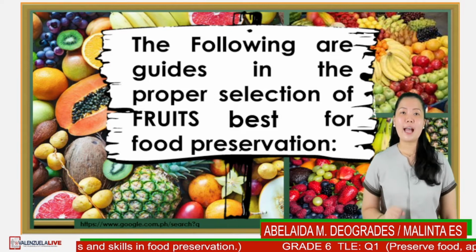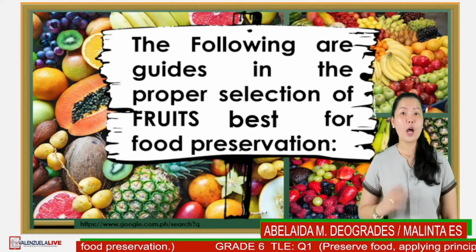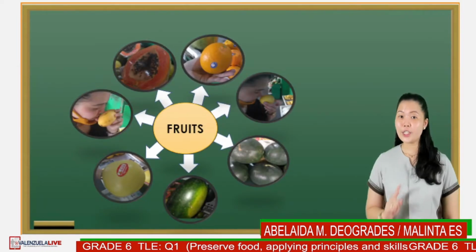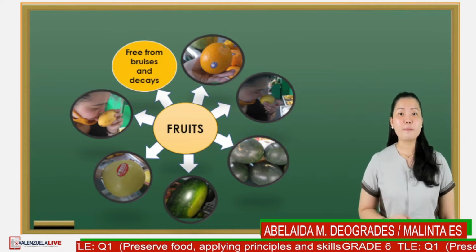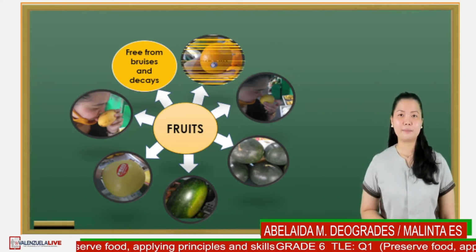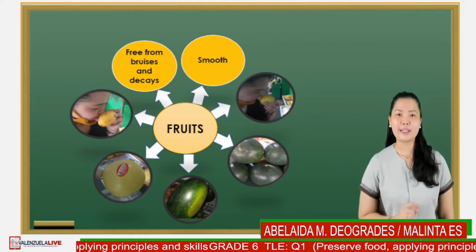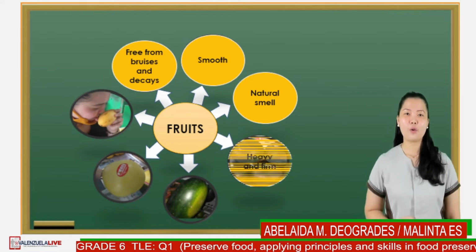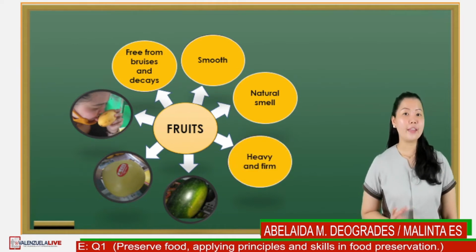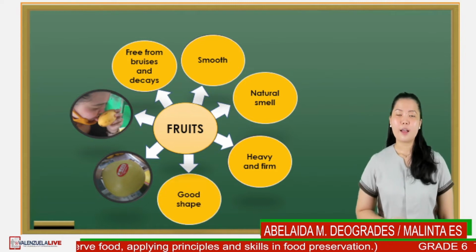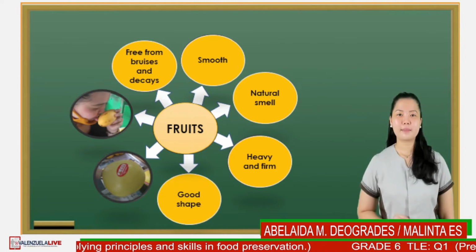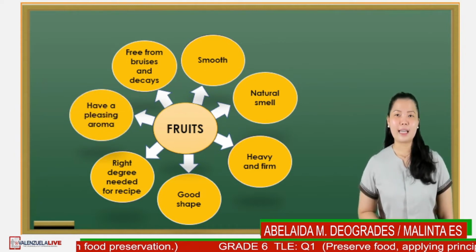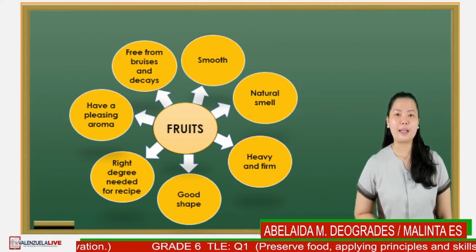The following are guides in the proper selection of fruits best for food preservation. First, free from bruises and decay. Second, smooth. Third, natural smell. Fourth, heavy and firm. Fifth, good shape. Sixth, right degree needed for the recipe. And seven, have a pleasing aroma.